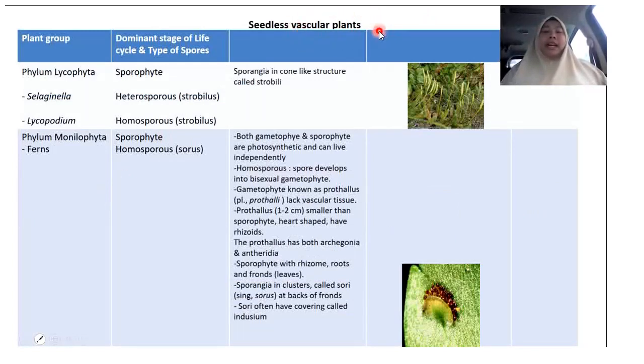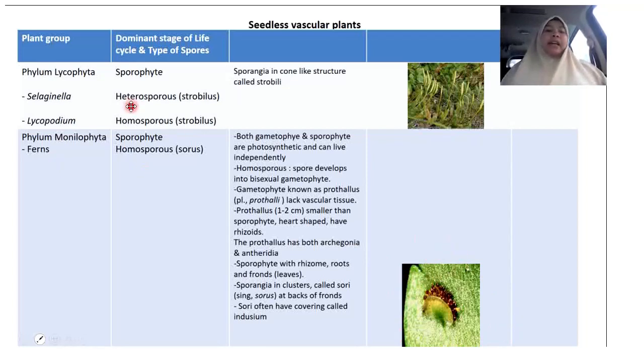Now we go to the vascular plants. Vascular plants are divided into two types: seedless vascular plants and seed vascular plants. Why is it called seedless? Because they do not produce seed, they just produce spores. In the seedless vascular plants, there are two different phylums: phylum Lycophyta and phylum Monilophyta. For phylum Lycophyta, examples are Selaginella species and Lycopodium. For phylum Monilophyta, the example is fern, or in Malay we call it paku pakis.